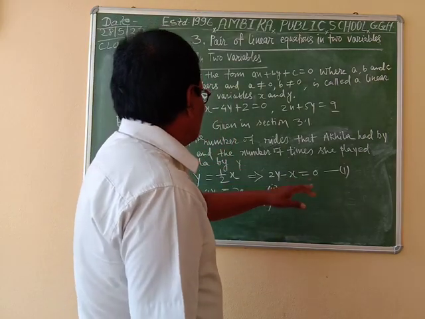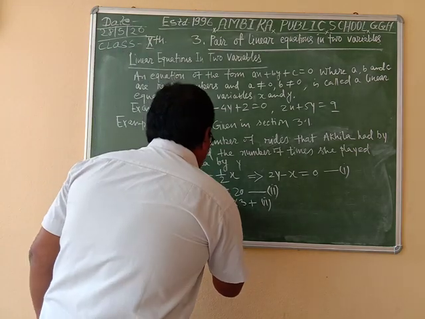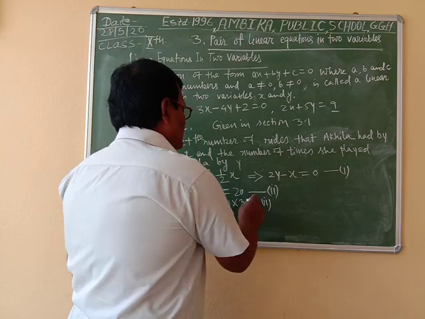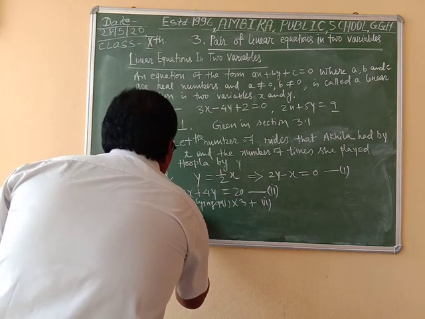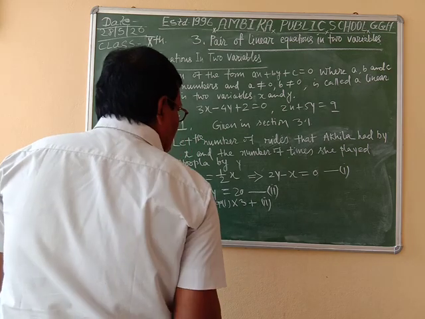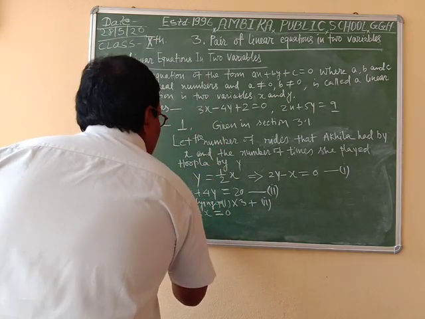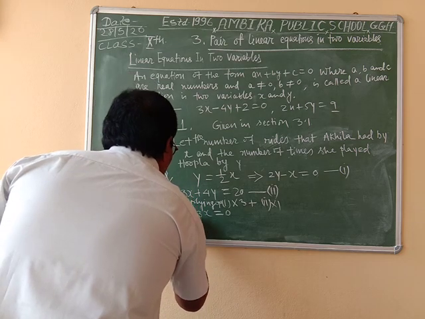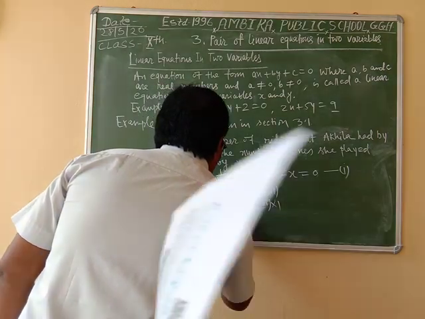Multiplying equation 1 by 3 and adding 2, we get 6y minus 3x is equal to 0, and 3x plus 4y is equal to 20.